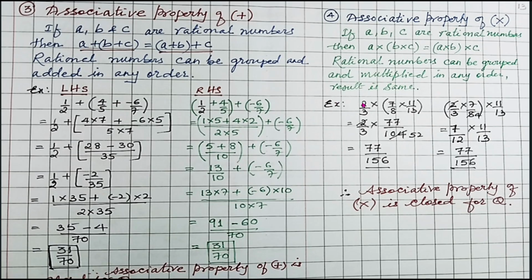If I consider the three rational numbers 2 by 3, 7 by 8 and 11 by 13 and multiply 7 by 8 and 11 by 13 first and then 2 by 3, following the multiplication procedure, we get 2 by 3 into 77 by 104, which is 77 by 156. So also when I multiply the first two rational numbers with the third, again I get 77 by 156. Therefore associative property of multiplication is also closed for a set of rational numbers.